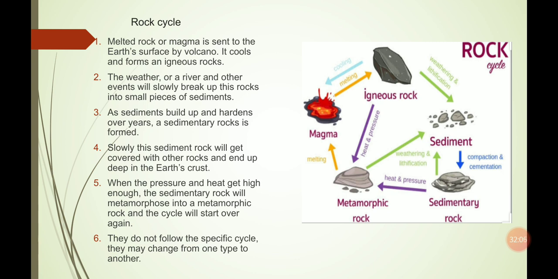And the last thing is that they do not follow a specific cycle. It does not mean that it is always following this rock cycle pattern. They may change from one type to another. It means that this cycle is not fixed, but almost they follow this path. This is the rock cycle. Okay, I hope you are able to understand.